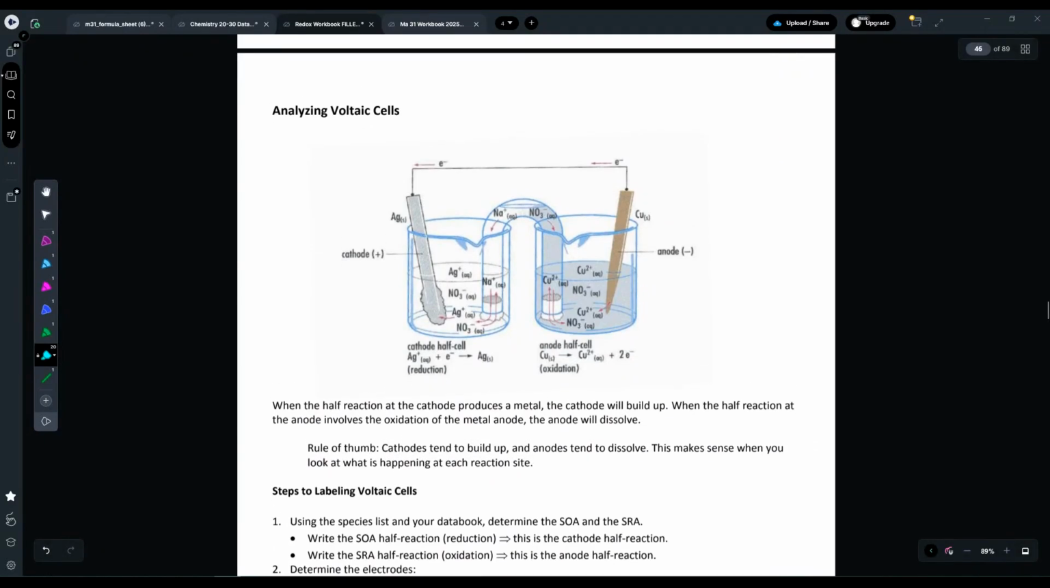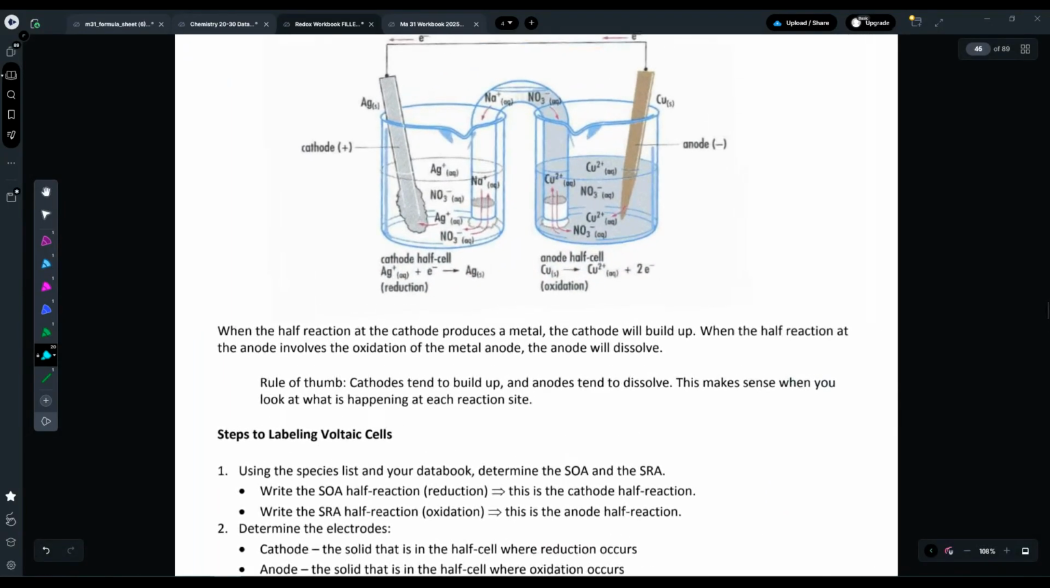All right, so we're going to get into how to label voltaic cells. But one thing we need to know before we get into that is that when the half reaction at the cathode produces a metal, the cathode will build up. So that reduction half reaction happening at the cathode causes the cathode to build up or increase in mass.